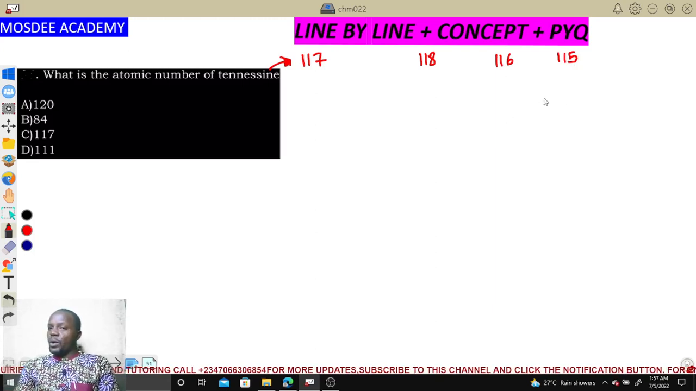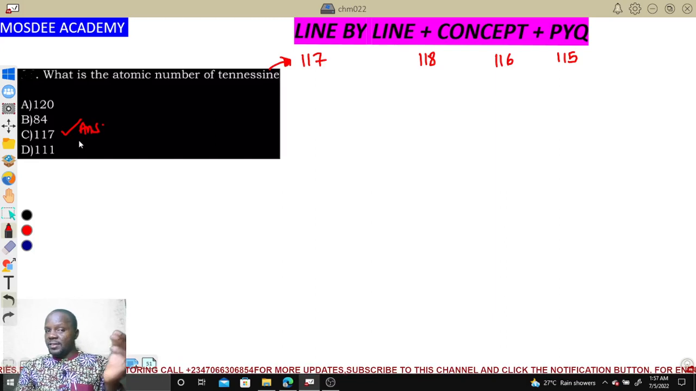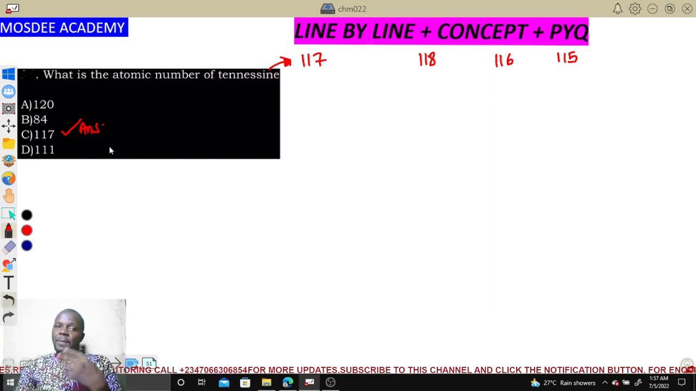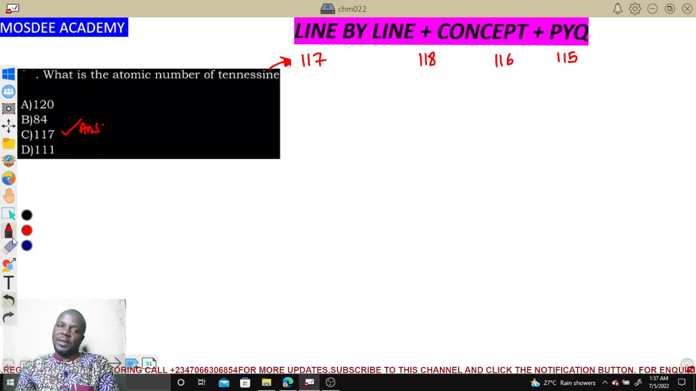So groups 13 to 18 are called the P block, and the answer to this is this. As at now, there are 118 elements in the periodic table. Tennis is the last but one, the penultimate element. I hope you understand. Penultimate element. Then the last element is, I think, Oganesson. Oganesson should be the last element in the periodic table.